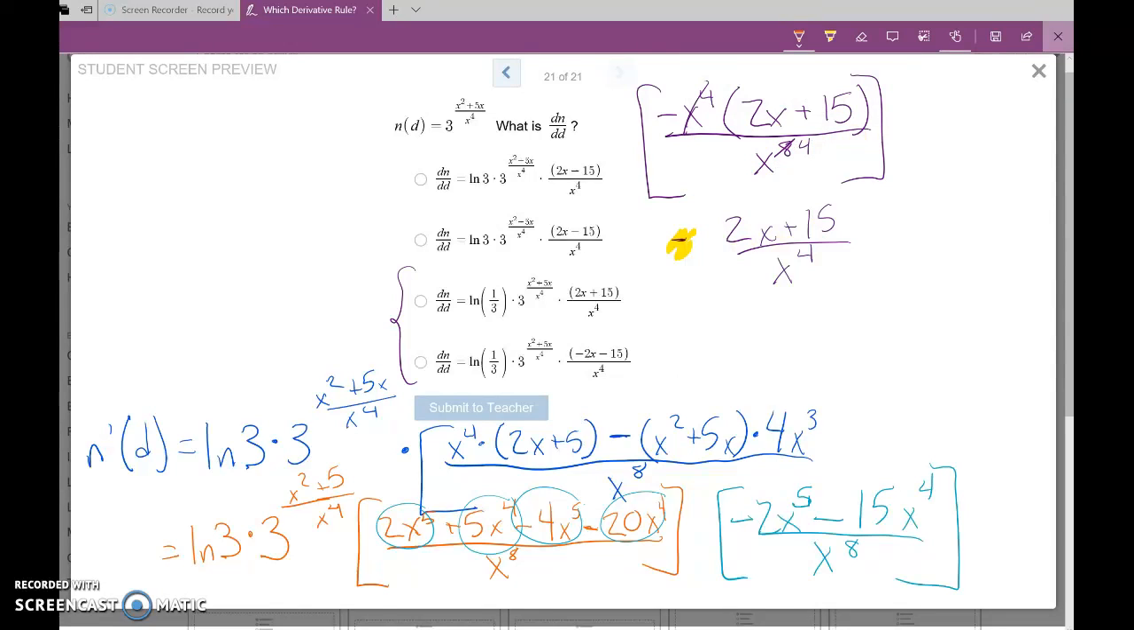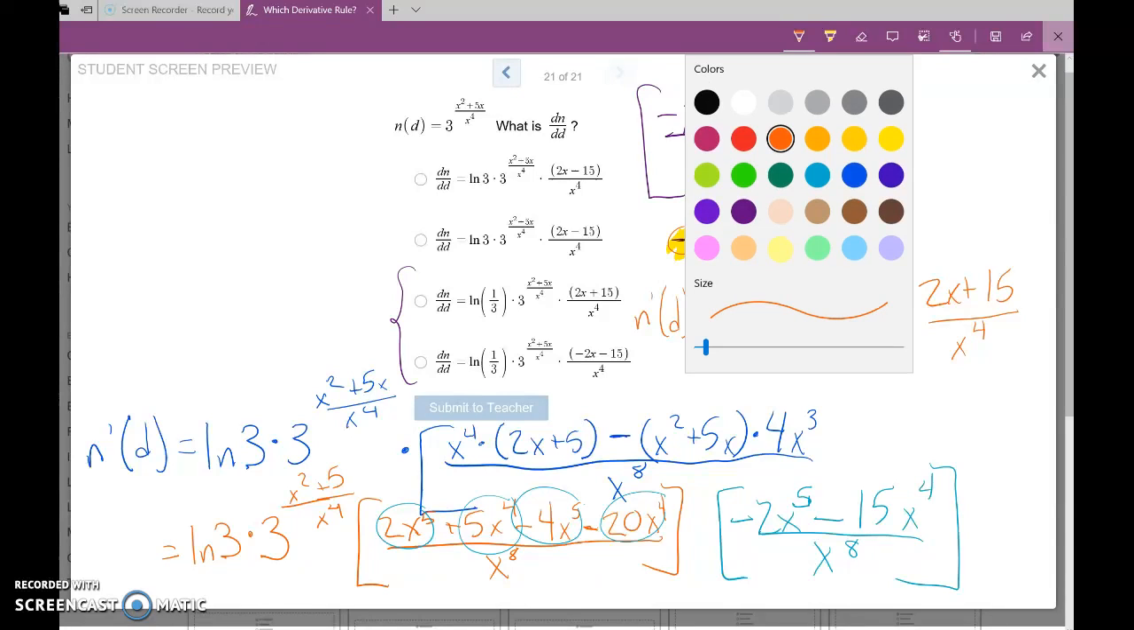So at this point, our derivative is N prime of D equals negative, so I'm bringing the negative from here out to the very front, natural log of 3 times 3 to the x squared plus 5 over x to the 4th. And then our simplified derivative there was 2x plus 15 over x to the 4th. So this is almost exactly the answer choice C, except that the answer choice C has natural log of 1/3 and not natural log of 3.